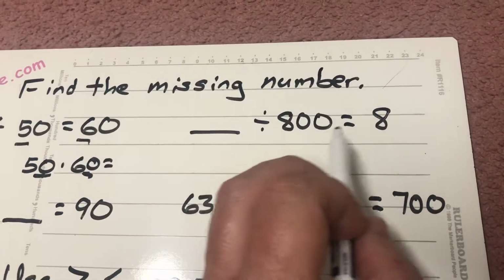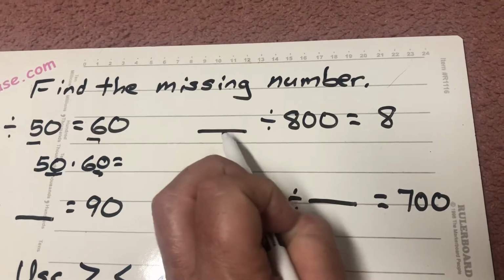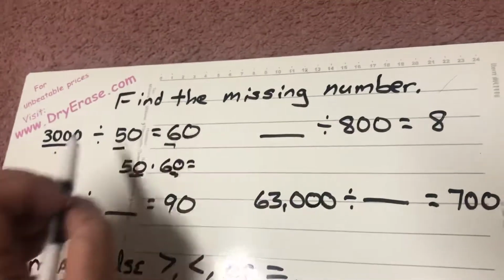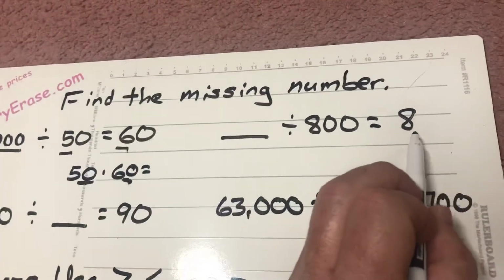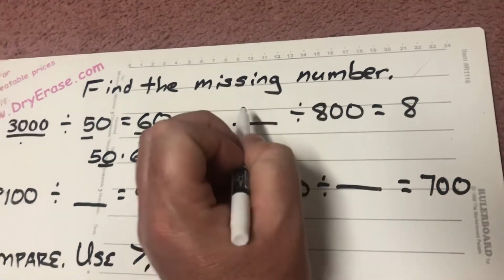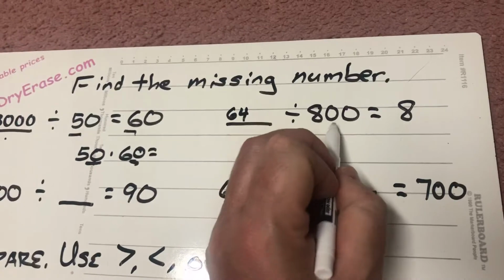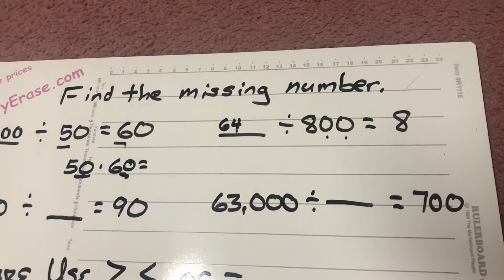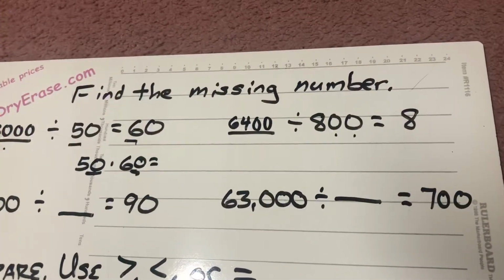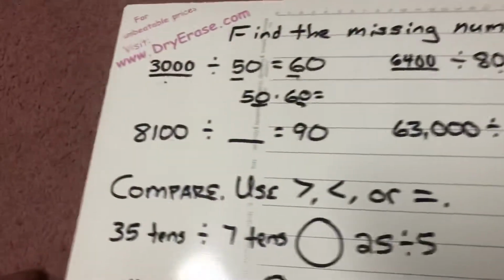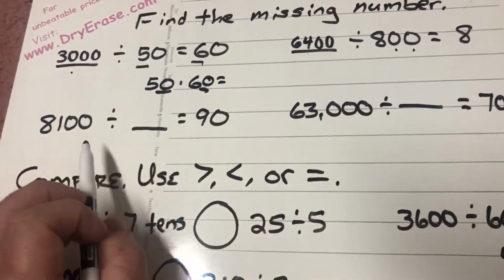Blank divided by 800 equals 8. I'm going to multiply these two numbers together to find the first number. That's the rule you use when it's the first blank that's empty. So it's going to be 8 times 8. Well, I know that 8 times 8 is 64. And then there's 2 zeros there. I need to add them into my answer, 6,400.